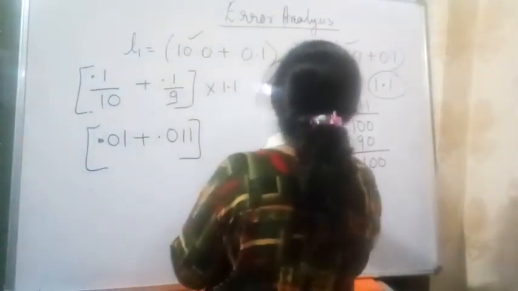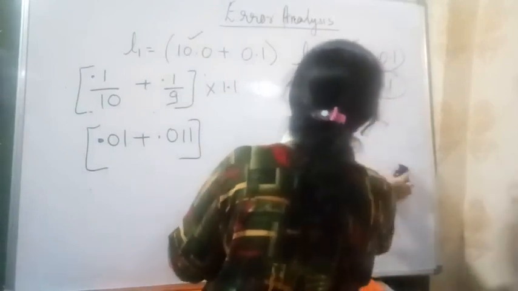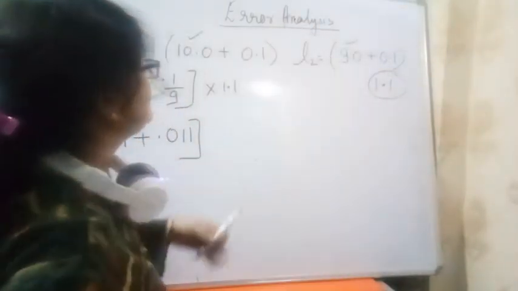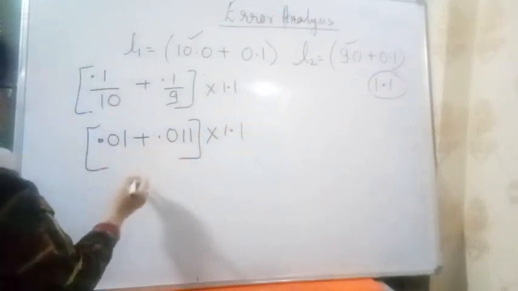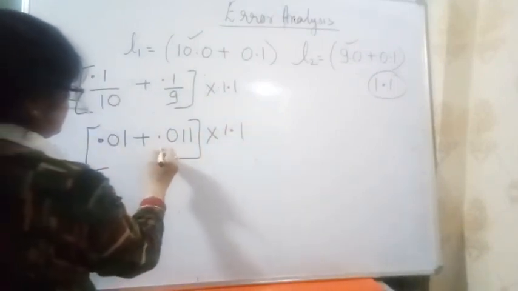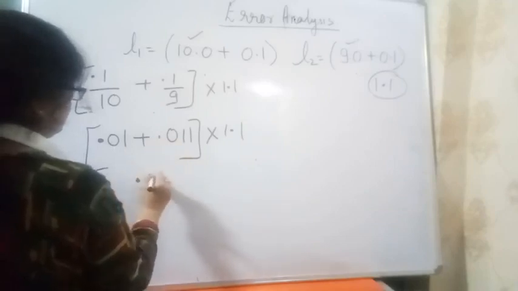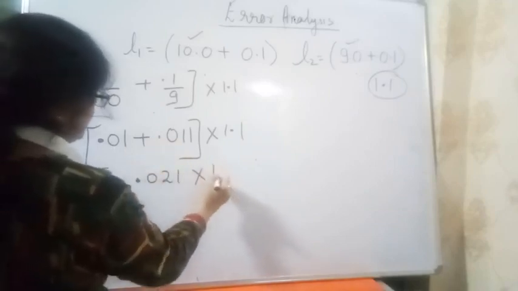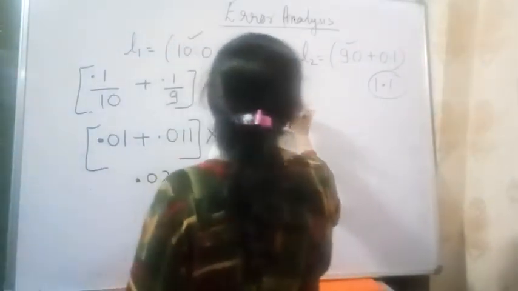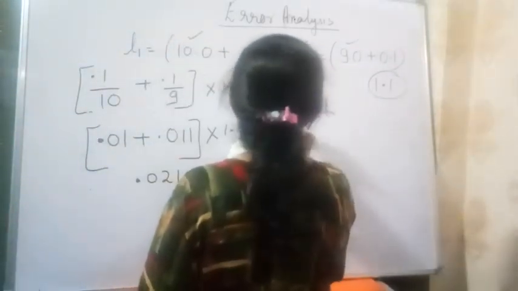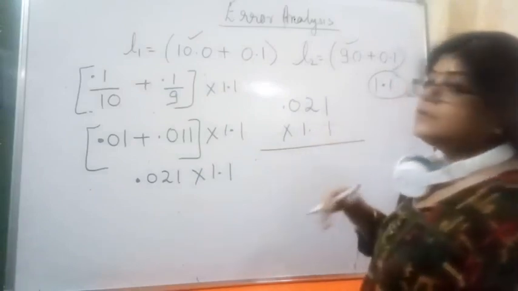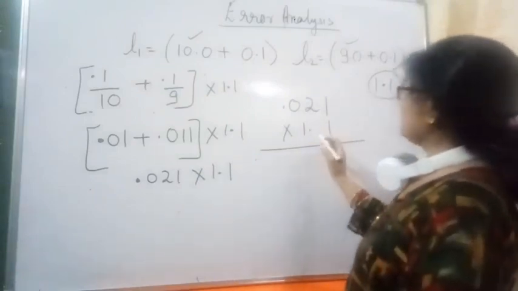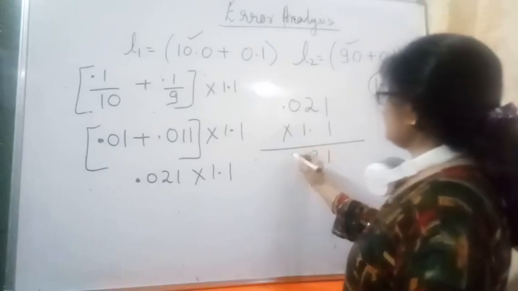And then we have to multiply it with the value 1.1, which we got after dividing the two digits. Clear? Now add these two. That means 0.021 into 1.1. Don't be so speedy, otherwise you will get the wrong answer.